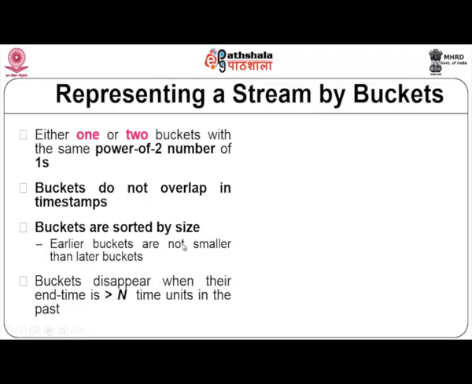Buckets are sorted by size, that is, as you move from left to right, the size of the bucket decreases. In other words, the earlier buckets will have a larger size when compared with the most recent bucket, whose size will be smaller, and buckets disappear when their end time is greater than n. In other words, we ignore a few data elements or streams after a timestamp n, which is indicated by means of the length of the window.